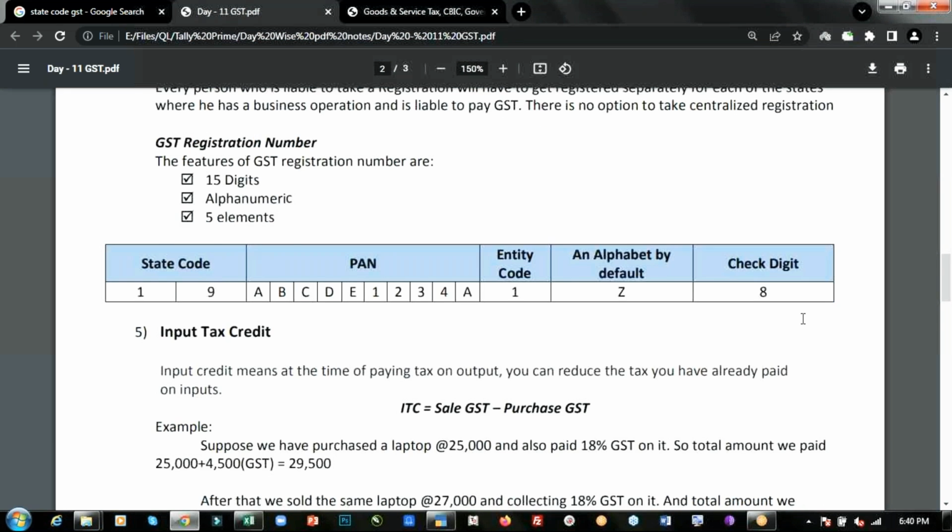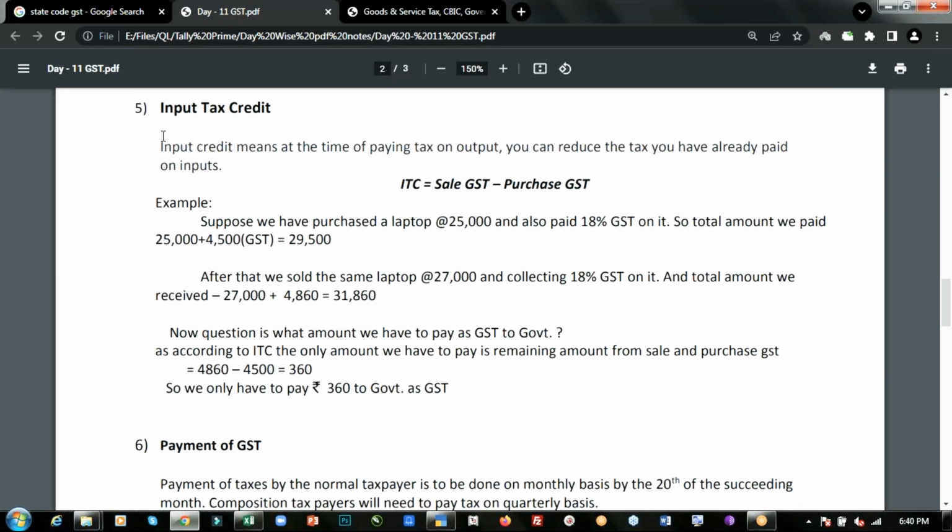Now let's see input tax credit. Input tax credit means at the time of paying tax on output, you can reduce the tax which you have already paid on input. Output means the sale, input means the purchase. Basically, if you have paid the tax at the time of purchase, you don't need to pay that tax again at the time of your sale.